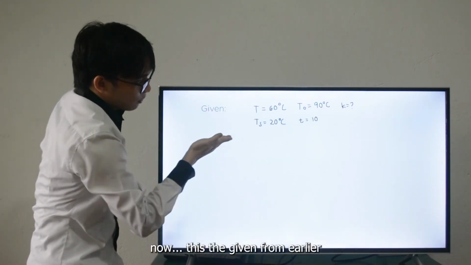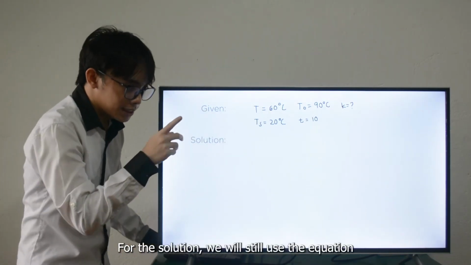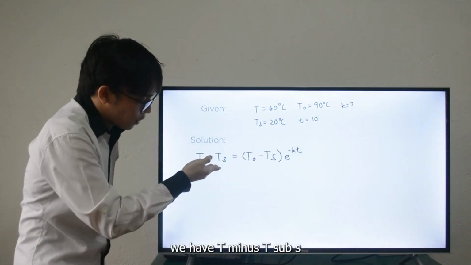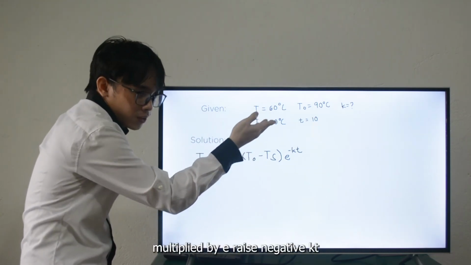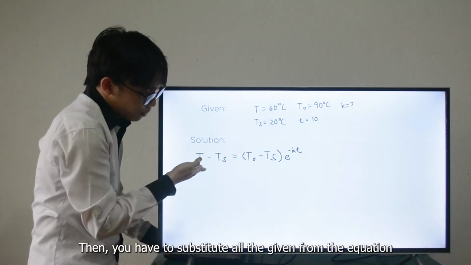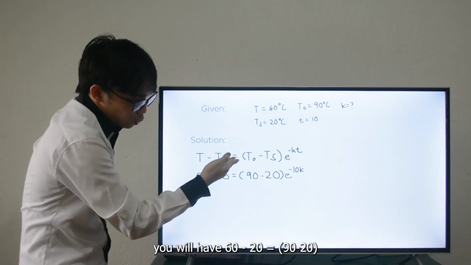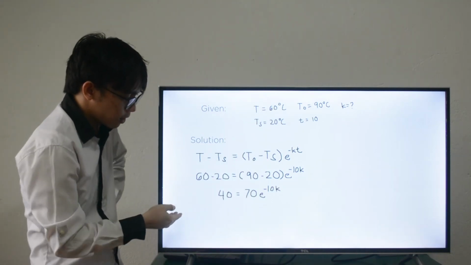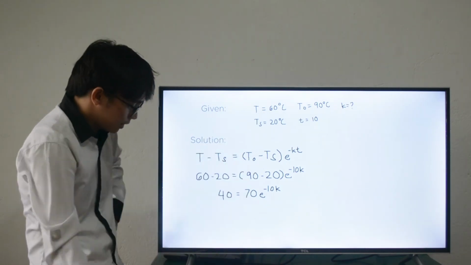Now, this is for the given earlier, just for reference. For this solution, we will still use the equation from the earlier slide. Now, we have T minus T sub s equals T sub 0 minus T sub s multiplied by e raised to negative kt. Then, you have to substitute all the given into the equation. Then you will have 60 minus 20 equals 90 minus 20 multiplied by e raised to negative 10k. Then you will have 40 equals 70 e raised to negative 10k.